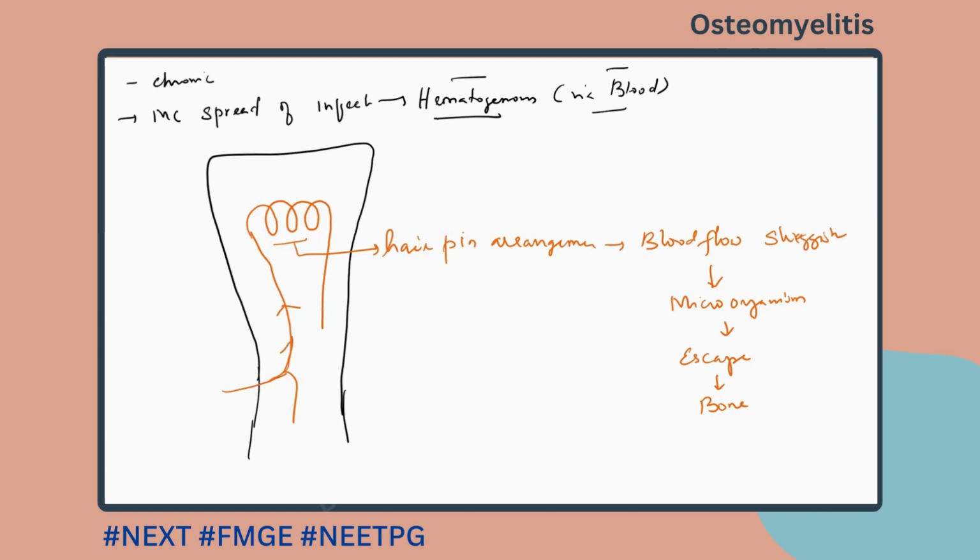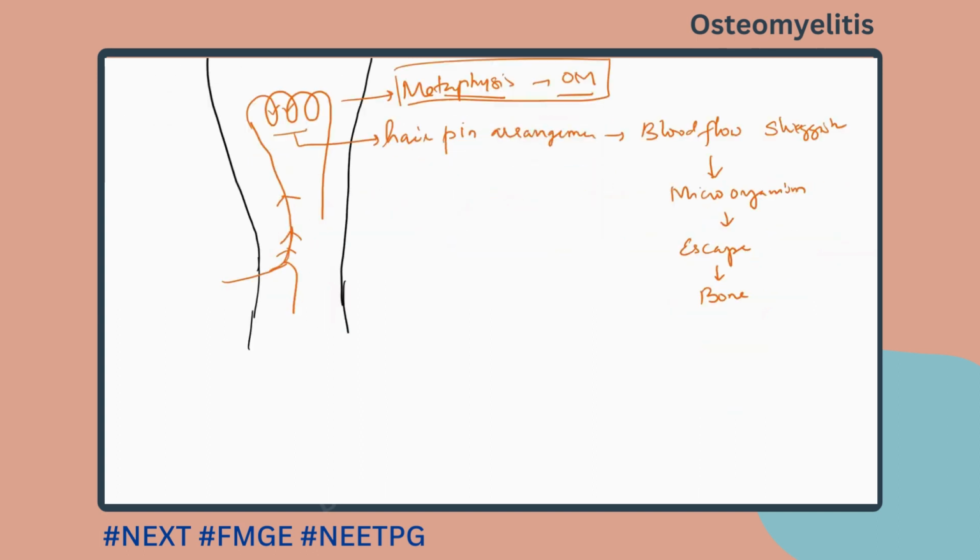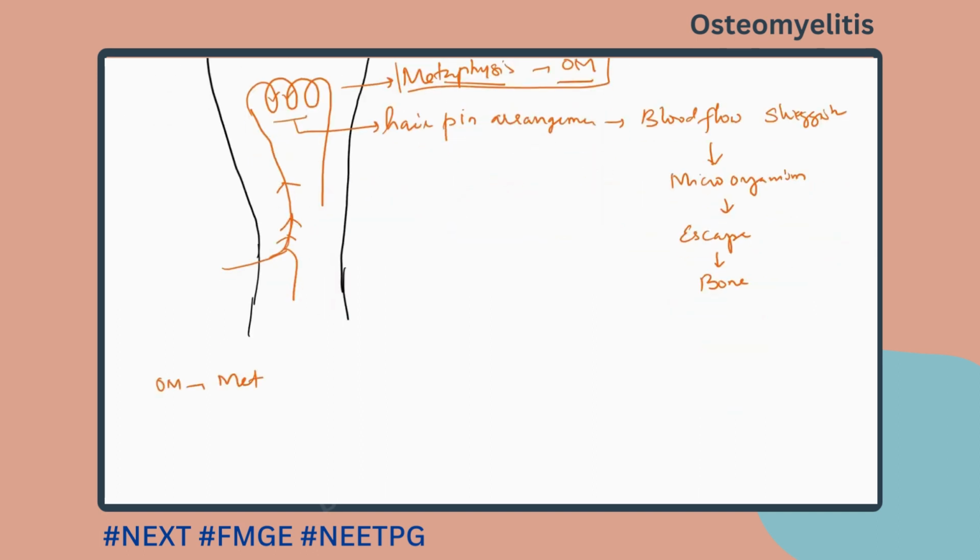Here the blood flow is fast, but when it comes to this area, the blood vessels are more porotic and also the blood flow is very sluggish. So the microorganism escapes. That is why in the metaphyseal region, osteomyelitis is common. Very, very important point. So osteomyelitis is common in the metaphyseal region, and especially the metaphyseal region of the distal femur is the most common site for osteomyelitis.